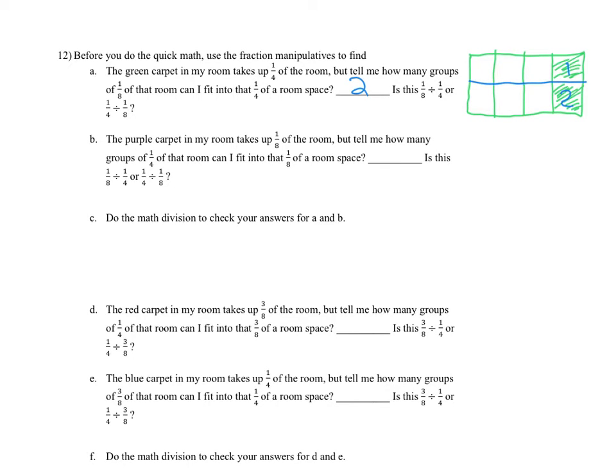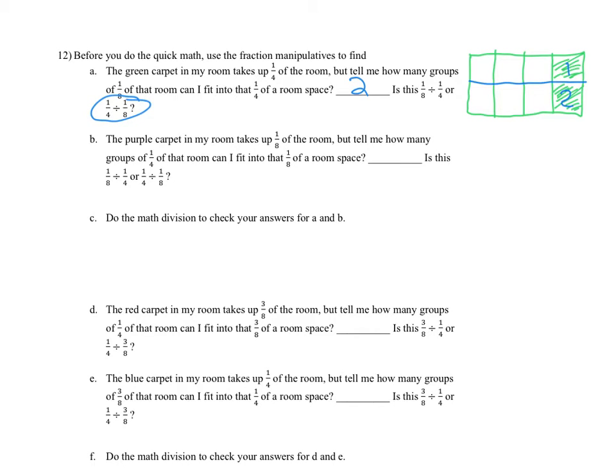So that actually answers my question: there are 2. And the question is, have I done 1/8 divided by 1/4, or have I done 1/4 divided by 1/8? The answer is, I start off with 1/4 of a carpet, and I'm asking how many 1/8 can fit of it. So I'm actually taking my 1/4 and dividing it into 1/8. So the answer is 1/4 divided by 1/8.